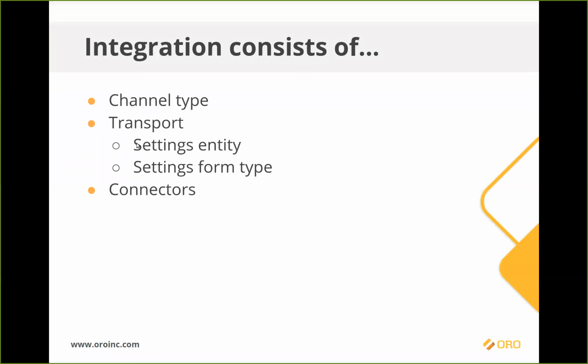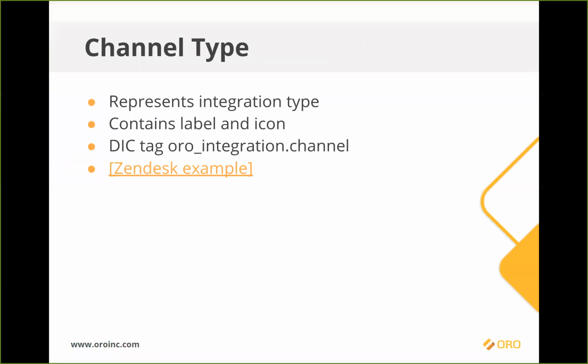And then we have the connectors, one at least, but for example, here in the Zendesk, you saw there are 3 different connectors. So first of all, we have the channel type. It represents the integration type. So it can be Zendesk, can be UPS or some payment method. It contains the label and the icon, just to display them there in this dropdown. And it's tagged with the Oro integration channel.